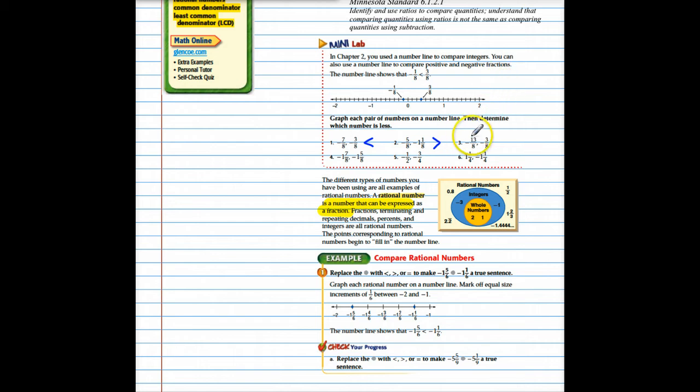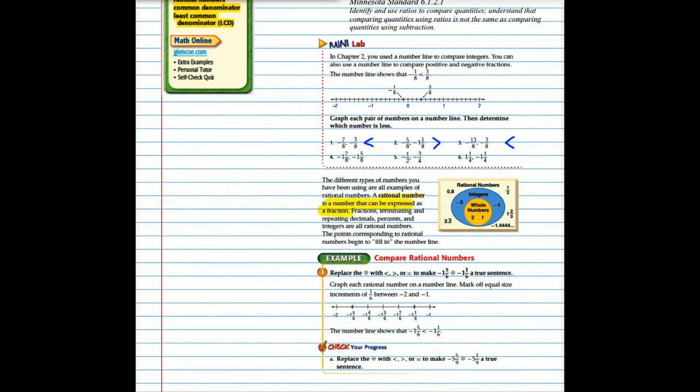Number 3, negative 13/8 is actually negative 1 5/8, 1, 2, 3, 4, 5. We have to change that to a mixed number. Negative 3/8, again, negative 1, 2, 3, right here. Again, negative 3/8 is to the right on the number line from negative 13/8, so it is greater than negative 13/8.